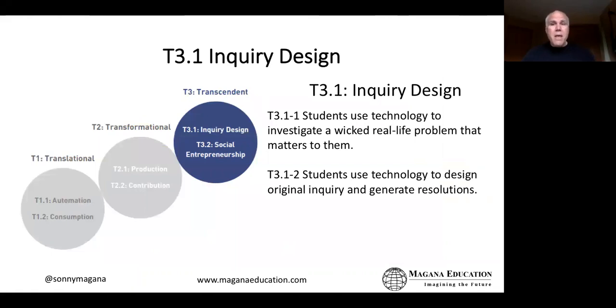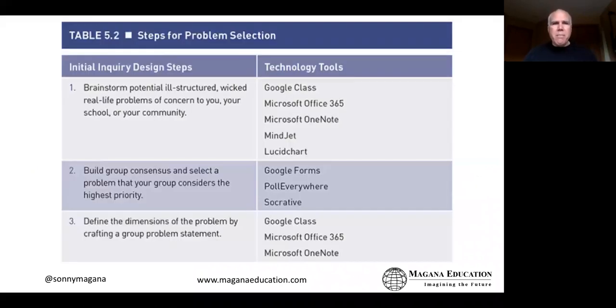But don't stop there. Then have kids use technologies to design an original line of inquiry and generate resolutions. What was known about that problem? Where has that problem been successfully addressed in other parts of the world? This gives international students a wonderful opportunity to engage in global networks of inquiry partners, experts, other teachers, other students who are interested in acting locally to solve that problem and having a collective global impact.